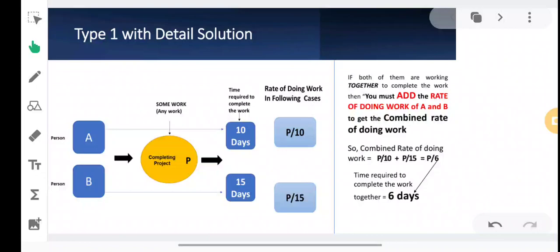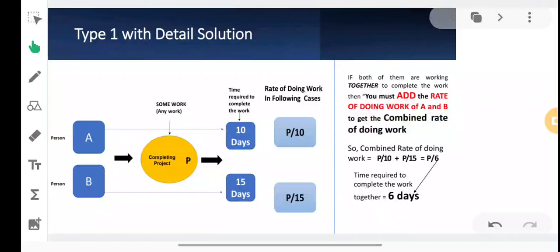Similarly, in this case, if we increase the speed of doing work, how can we increase it? When A and B are working together, automatically the speed of doing work, that is the rate of doing work, increases. How? It gets added: P by 10 plus P by 15 equals P by 6. So the time required to complete the work reduces to 6 days.